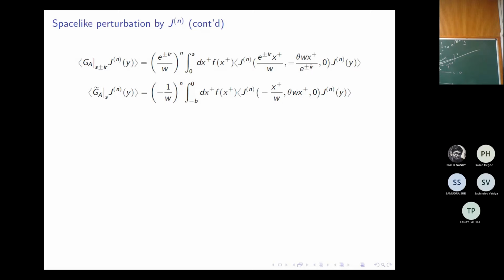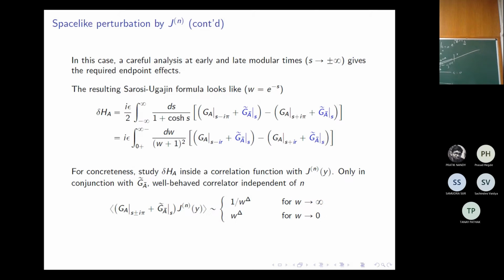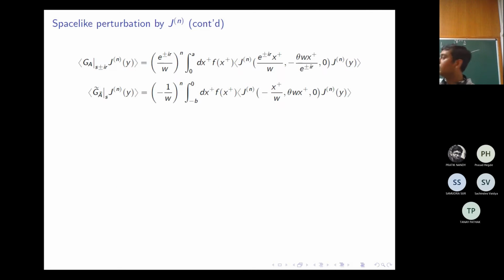Value y, which is initially far separated, but as you move it around, it can develop some singularities in the correlation function. So you will have to deal with such correlation functions once you deal with this version of the Sarasugajin formula, delta H A J N Y. Okay. So you will have correlation functions of this form that you have to deal with.